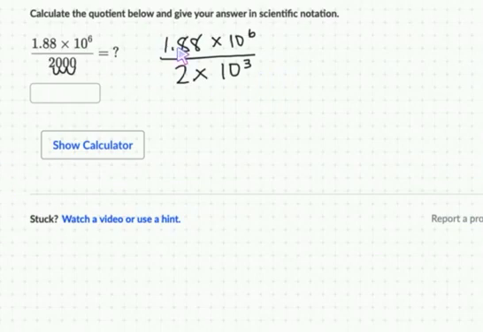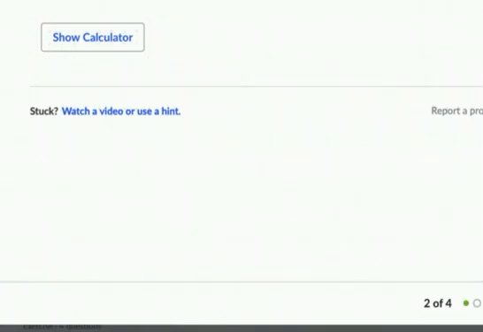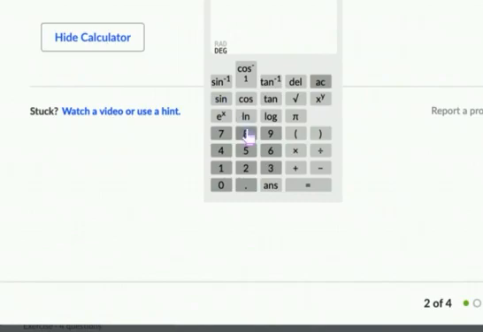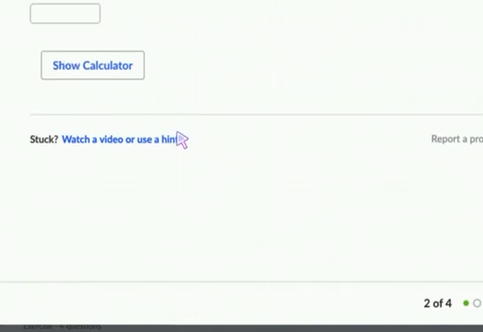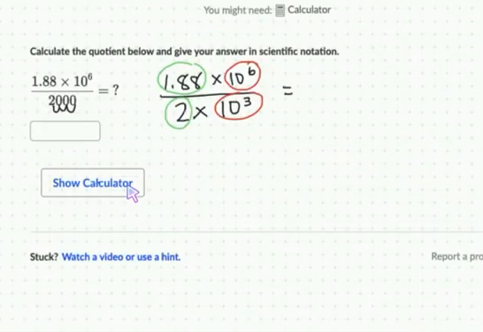Then I can follow my rules. My normal numbers follow normal division. My exponent numbers follow exponent rules. So this becomes whatever 1.88 divided by 2 is. That's 0.94. So that means that the front number is 0.94.